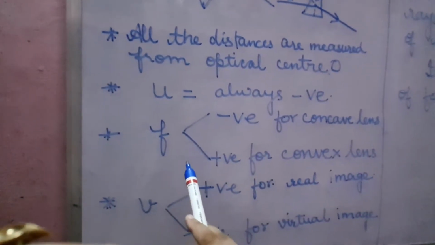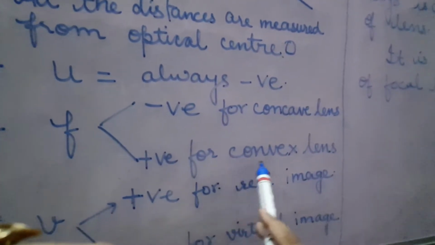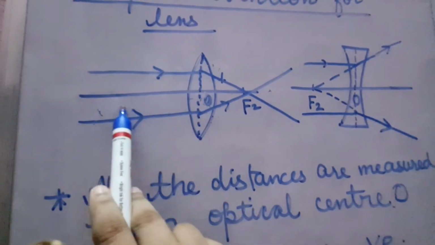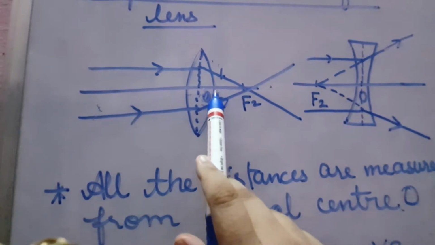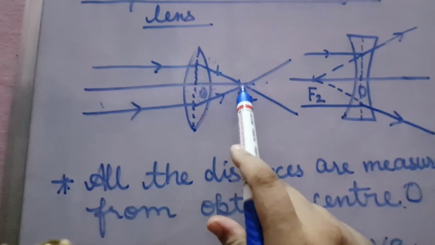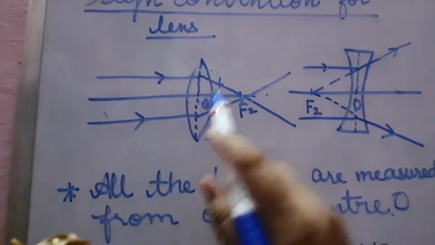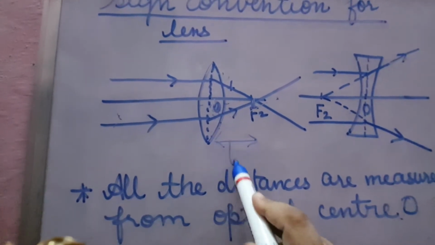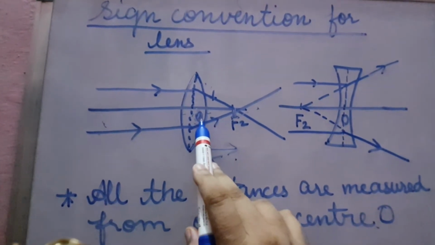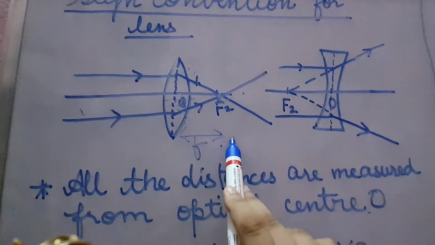Now F, focal length, it will be negative for concave lens and positive for convex lens. Why so? If you look at here, then the rays which are coming parallel to the principal axis, after refraction from the convex lens, it will converge at a point. It is the principal focus, F2. Then it lies towards the right side. So this distance, focal length, will be positive because it is right side of this origin or optical center. That's why it is positive in case of convex lens.